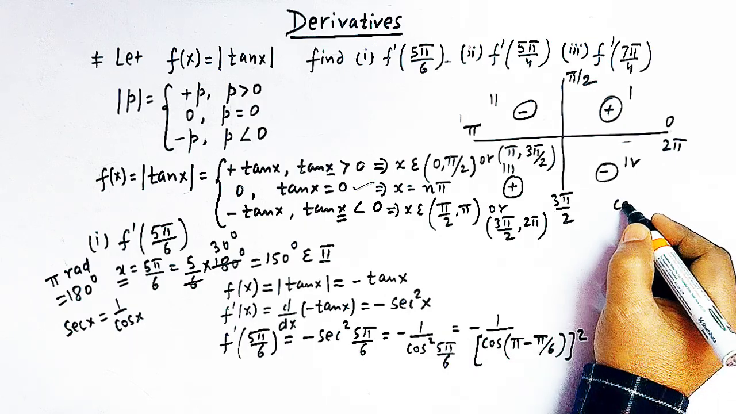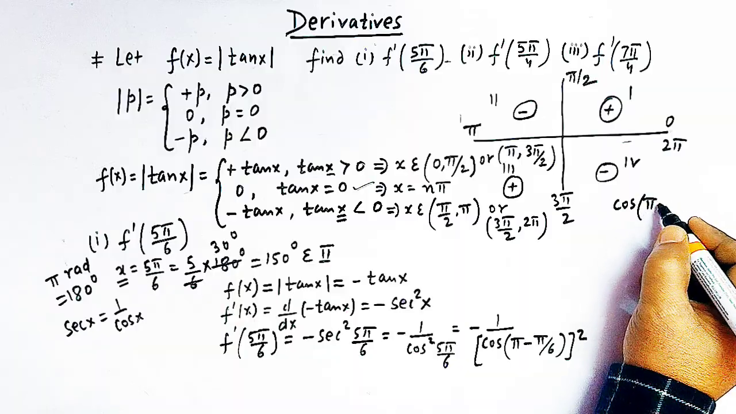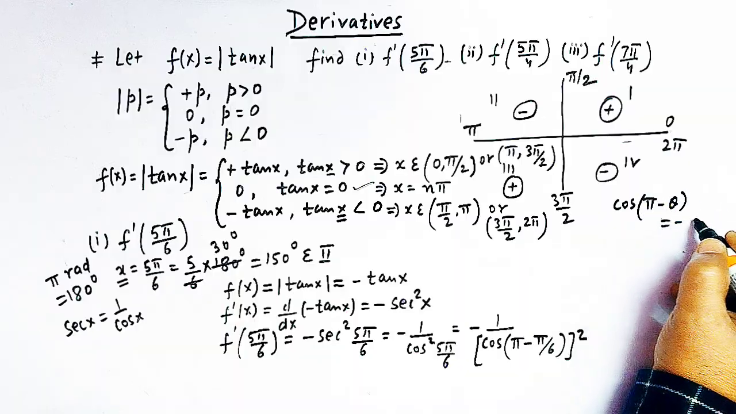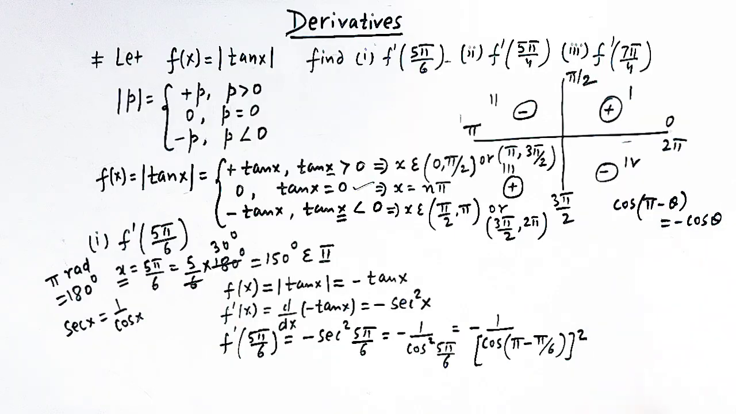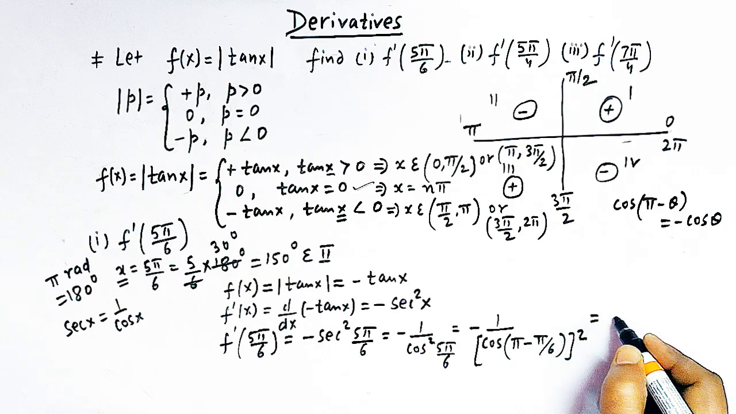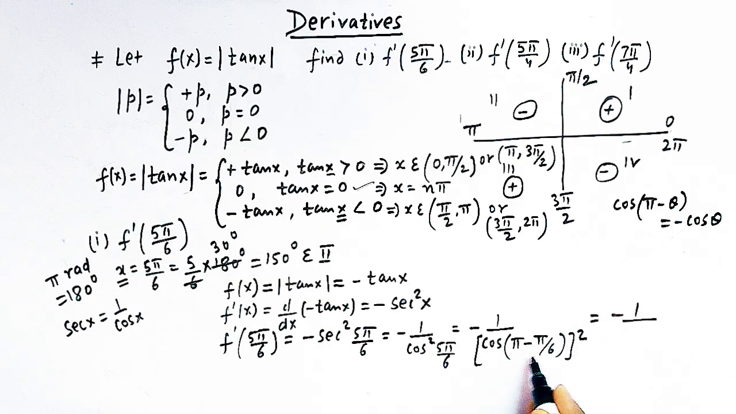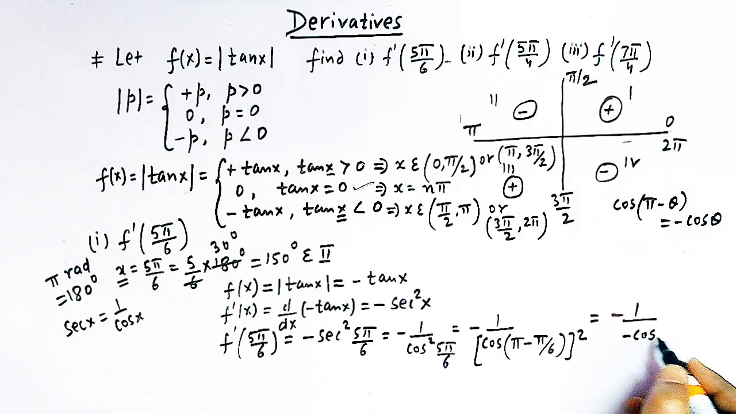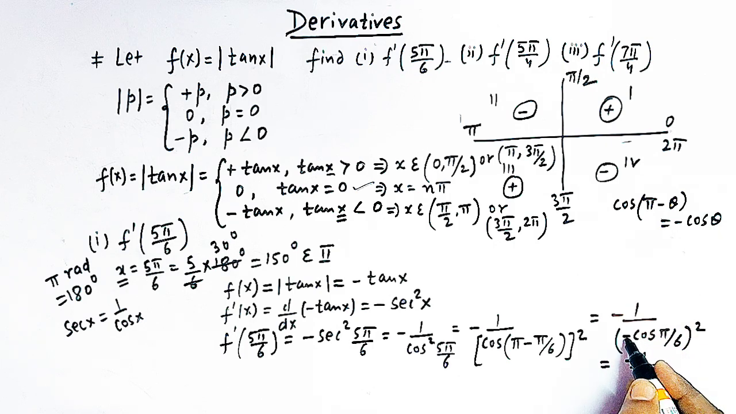Now from trigonometry we know that cosine pi minus theta is equal to negative cos theta. So here we have minus 1, and for theta we have pi by 6. So we have minus cos pi over 6, and here we have the square, right? So we have minus 1, and minus 1 square is positive. So we have cos square pi over 6.